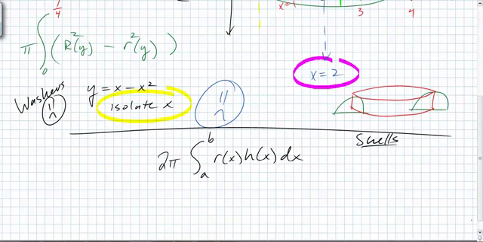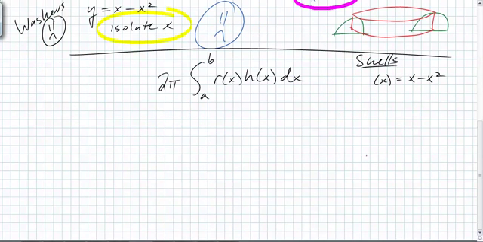In this case, what's the height? The height is actually pretty straightforward. What's the height of the function? No. It's a function in terms of x. What is it? x minus x squared. You have r of x. Not, sorry, h of x. Excuse me. That's the height.